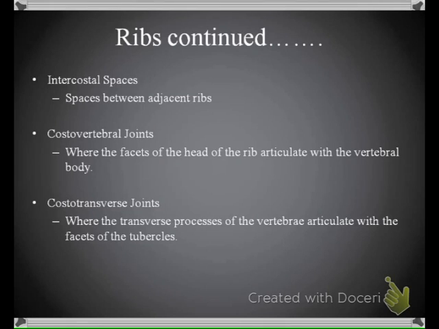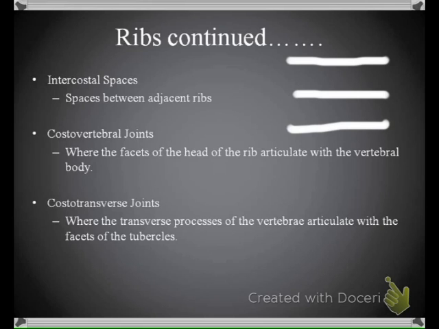So continuing on with the ribs, we have intercostal spaces, and so that is the space between adjacent ribs. And so if we were looking at a patient's rib cage, we would see that we have perhaps one rib here and another rib and another rib. The space in between here and here would be the intercostal spaces.